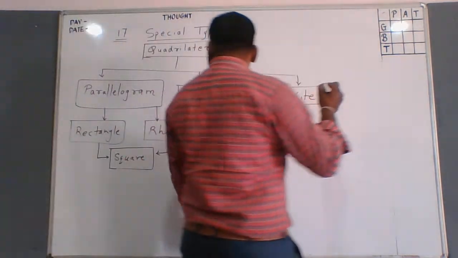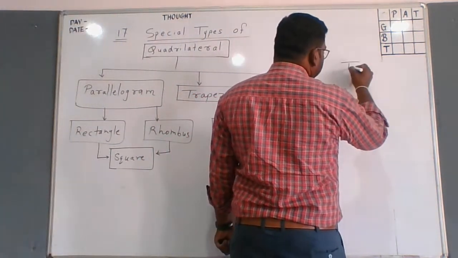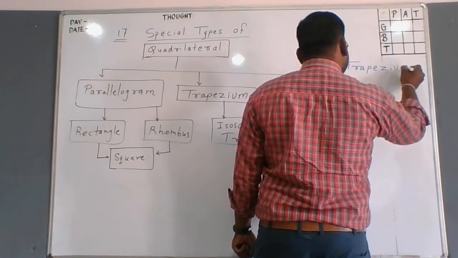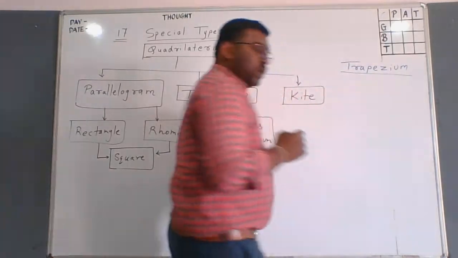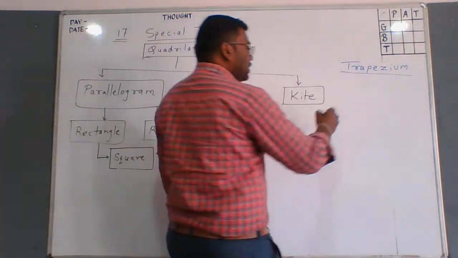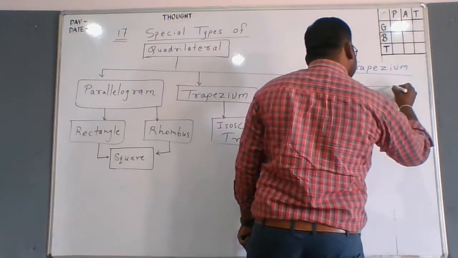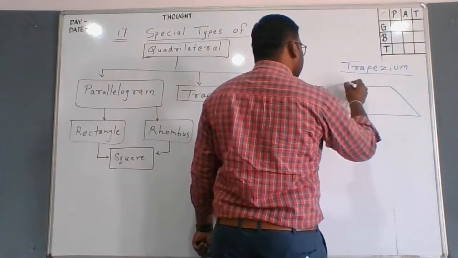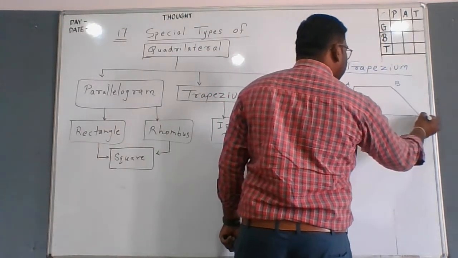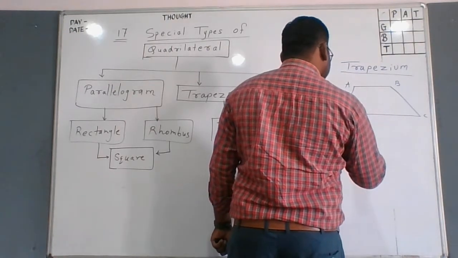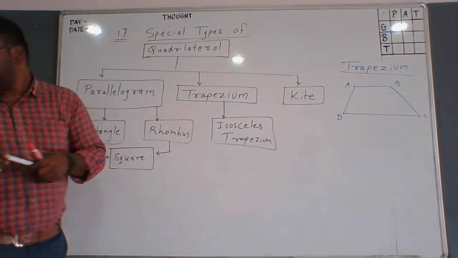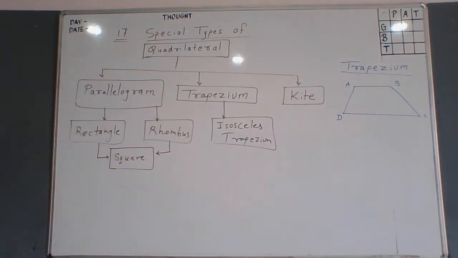Trapezium. Okay, see, this is the diagram of trapezium. A, B, C, and D. Okay, ABCD is a trapezium. Now let us learn the properties of trapezium.